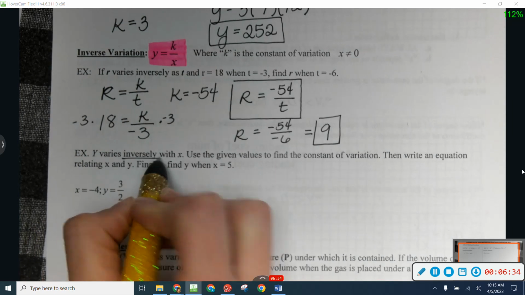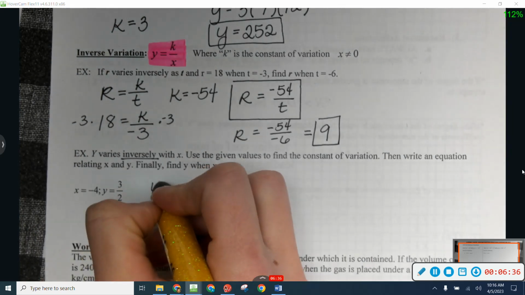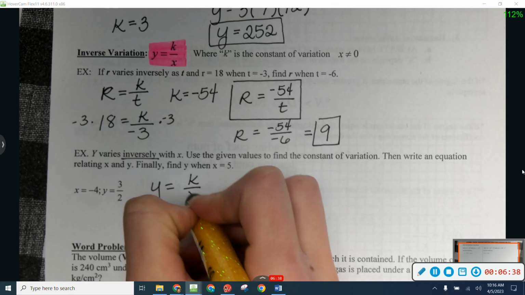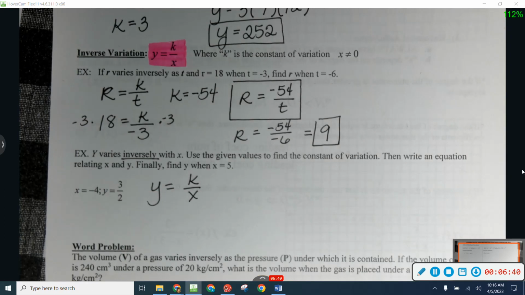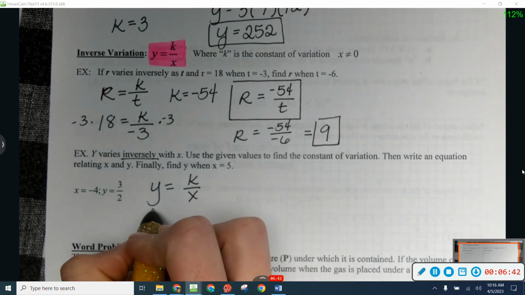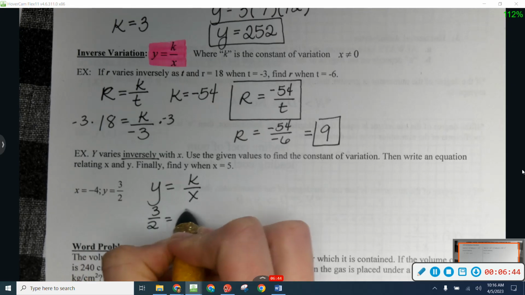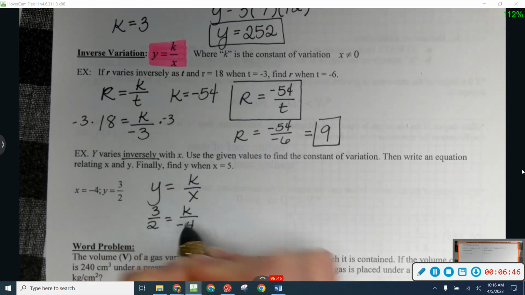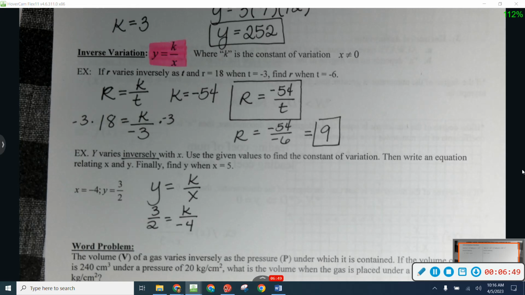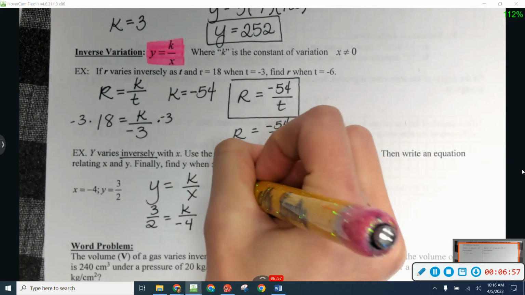Y varies inversely with x, so that means it's y equals k over x. Alright, so y is 3/2. X is negative 4. So multiply both sides by negative 4. 3/2 times negative 4 is going to give me what? So k equals negative 6.